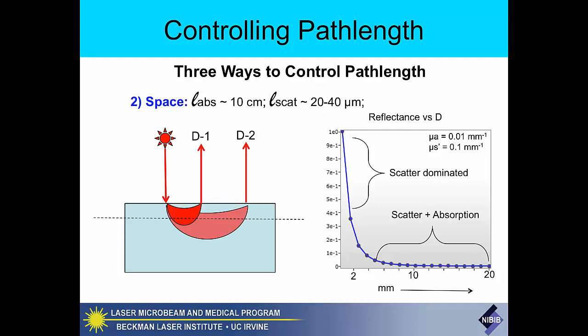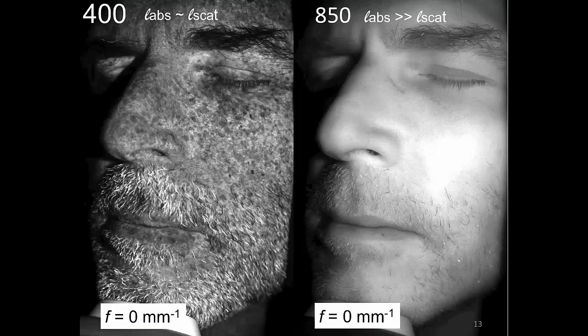So the important thing to keep in mind here is just coming back to what are the fundamental physical properties that are allowing us to see this different behavior. It's that absorption lengths in tissue in the near infrared are on the order of 10 centimeters, while scattering lengths are 20 to 40 microns. So that's a really, really different spatial scale.